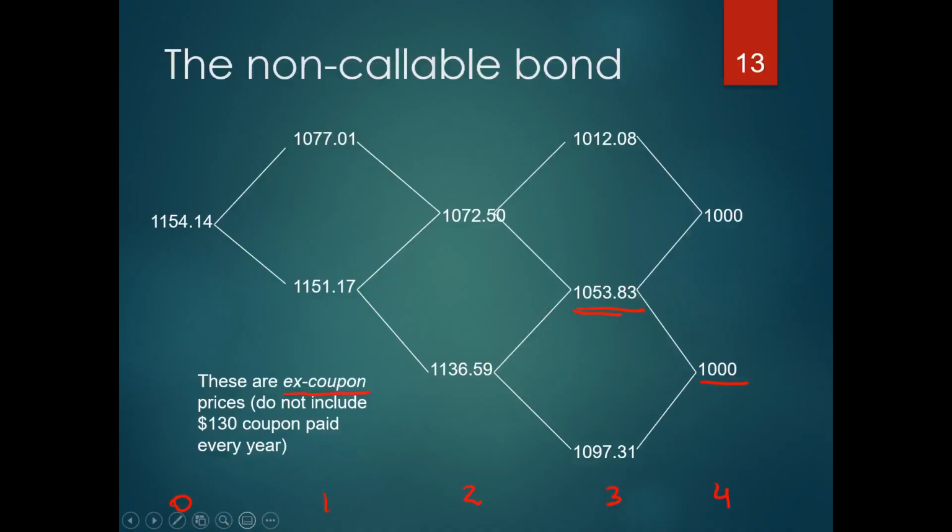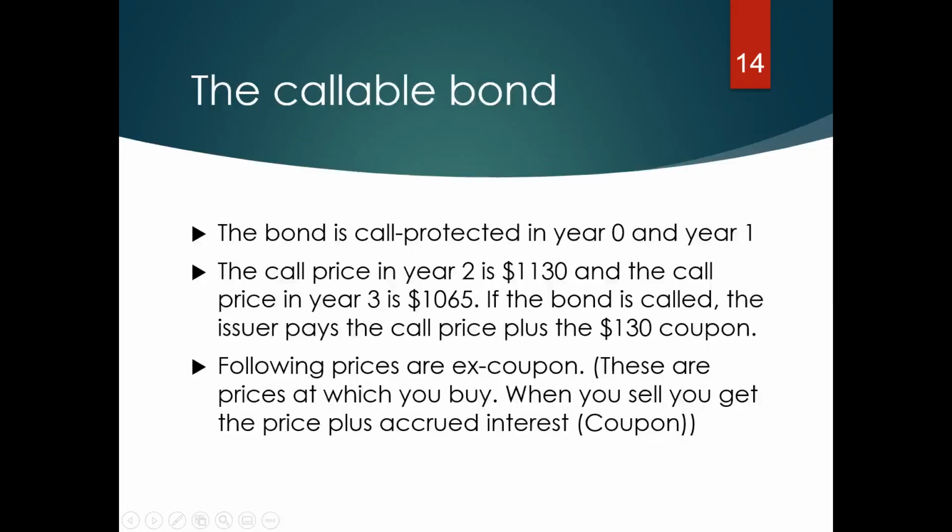So now that we have derived the prices of the non-callable bond, let's see the case of the callable bond. So the callable bond is a bond that is going to be protected in year 0 and 1. So that means it cannot be called. Now, in year 2, it has a call price of 1130. And then in year 3, it has a call price of 1065. Now, if the bond is called, the issuer is going to pay the call price plus the 130 coupon.